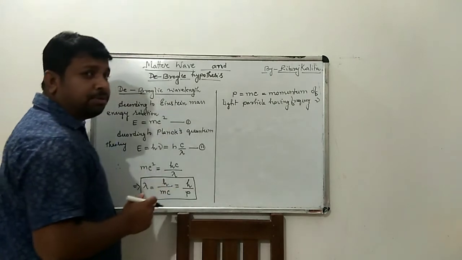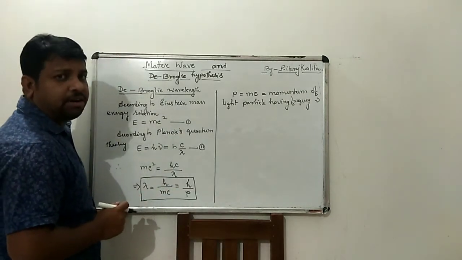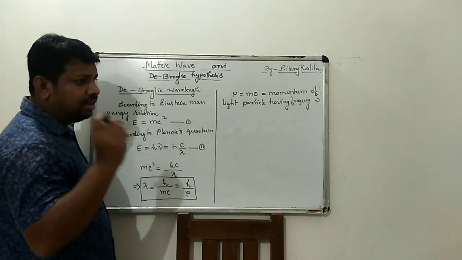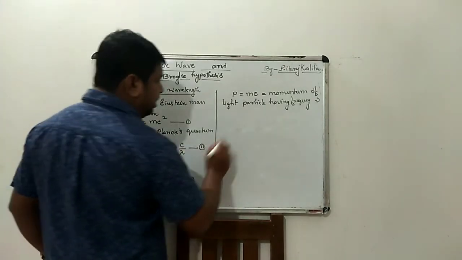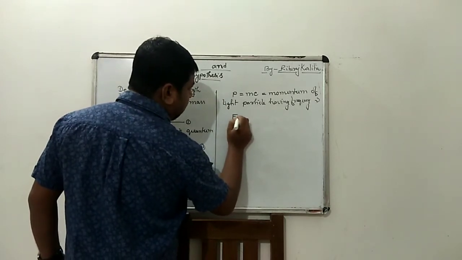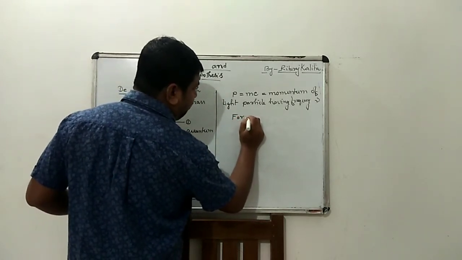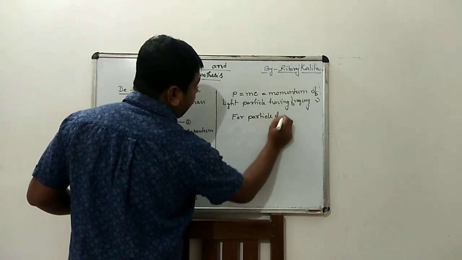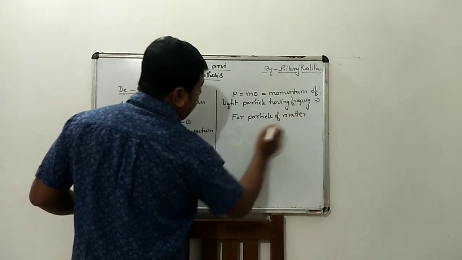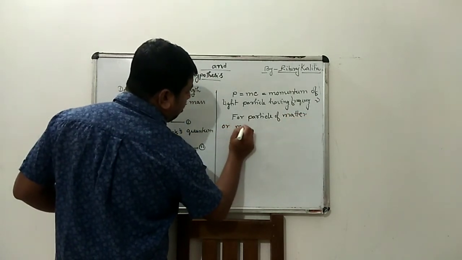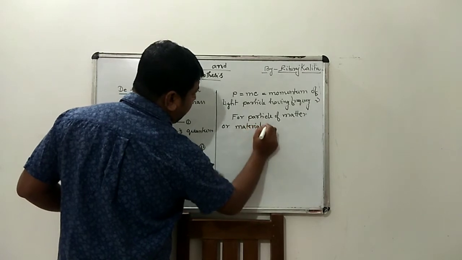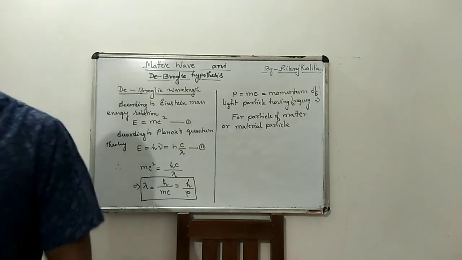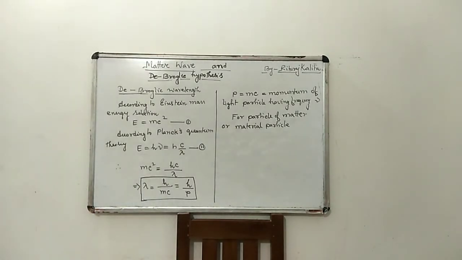Okay, so in case of a subatomic particle, that means a particle of matter like electron and proton, this p can be written differently for a particle of matter or material particle. Material particle means electron and proton. Electron and protons are known as material particles.